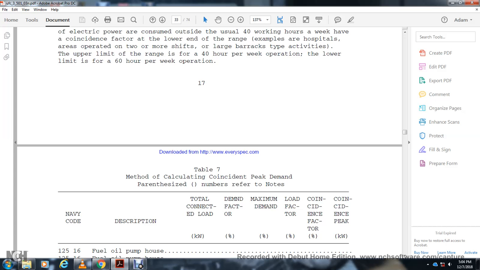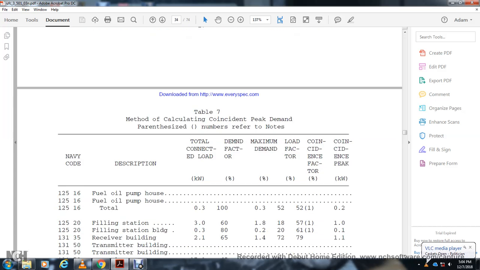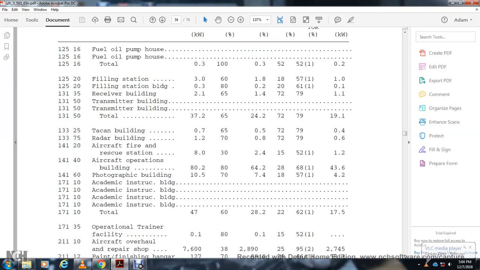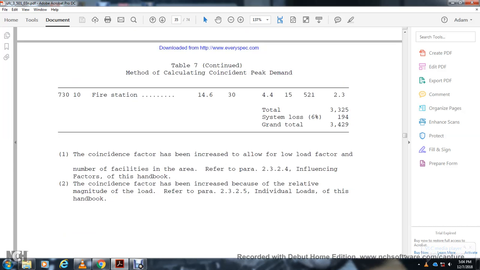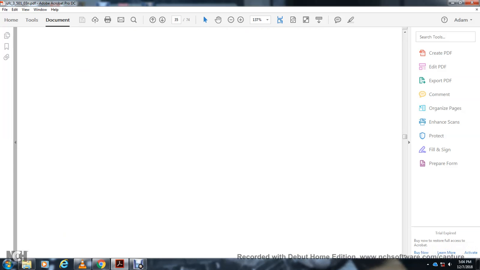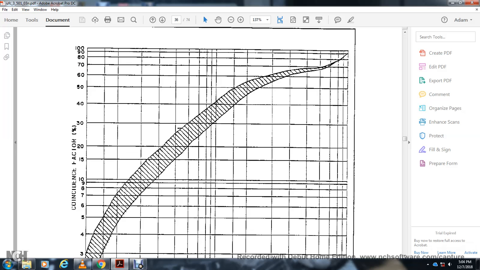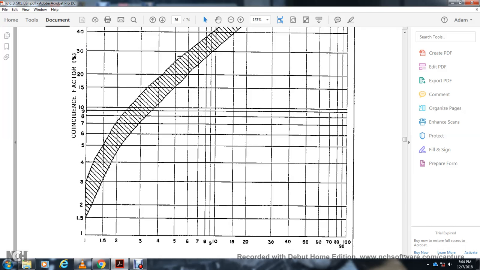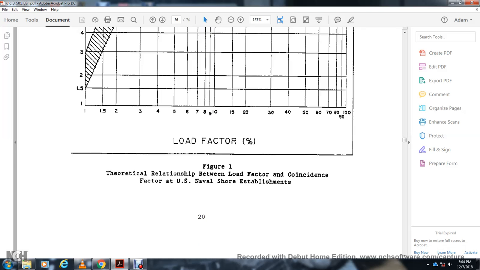Table 7 shows the method of calculating coincident peak demand, with reference to the note in the MIL-HDBK for the description of total connected load. Demand factor is for the maximum demand, load factor is for the load, and coincident factor is for the coincident peak. It then shows the code, their description, and the coincident factor percentage over the load factor percentage.